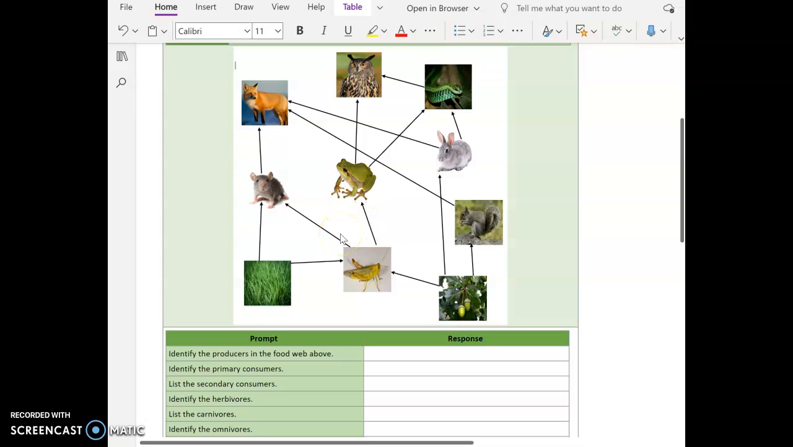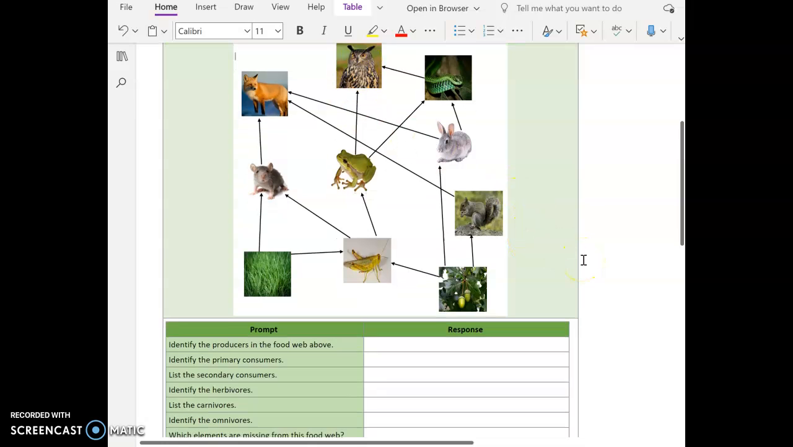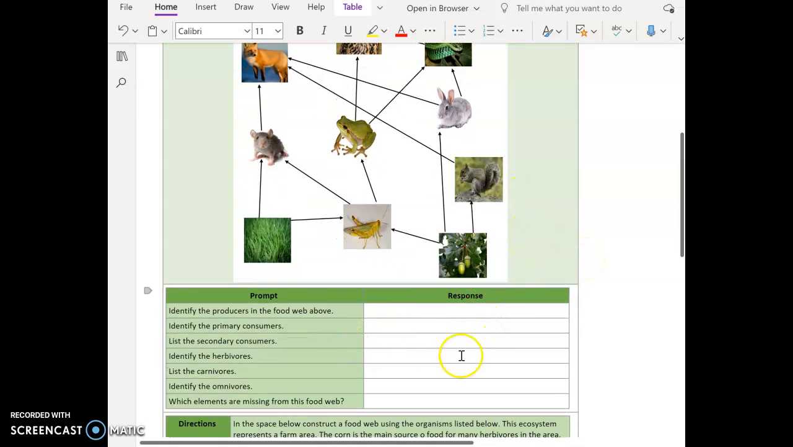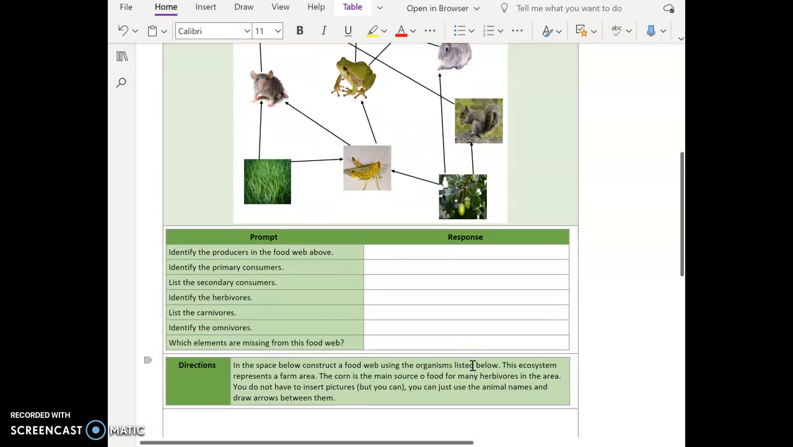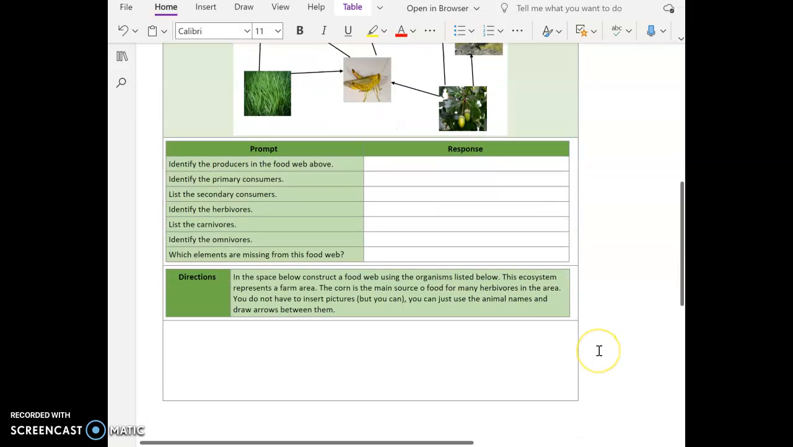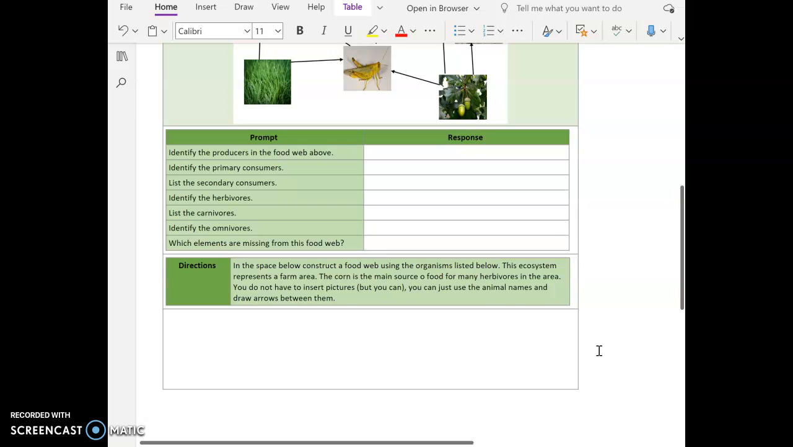So if you're looking at question number 1 and it says identify the producers, looking at the picture, which one is the producer? Is it going to be the owl? No, of course not. All right, so just make sure you're writing your responses in the column on the right-hand side. After that, show me if you can do it.